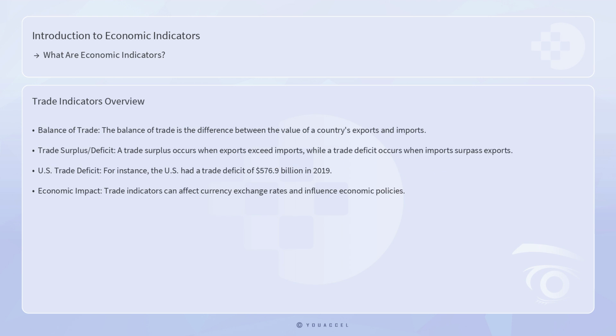Trade indicators, such as the balance of trade, export and import levels, and trade deficits or surpluses, provide information about a country's economic interactions with the rest of the world. The balance of trade is the difference between the value of a country's exports and imports. A trade surplus occurs when exports exceed imports, while a trade deficit occurs when imports surpass exports. For instance, the U.S. had a trade deficit of $576.9 billion in 2019. Trade indicators can affect currency exchange rates and influence economic policies.